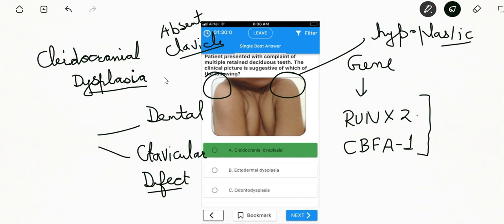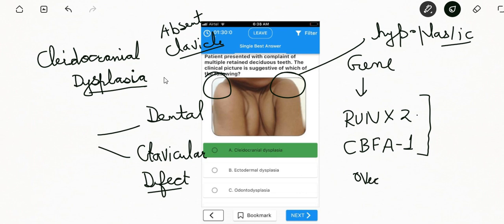The clavicular abnormality results in unusual hypermobility, and the patient can approximate their shoulders anteriorly. What are the other features associated with cleidocranial dysplasia? The additional features include short stature, enlarged skull, brachycephaly, pronounced frontal and parietal bossing, ocular hypertelorism. On the skull radiograph, you will see fontanelles that show delayed closure or remain open throughout life.